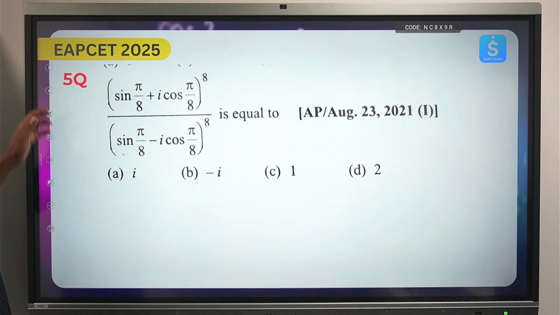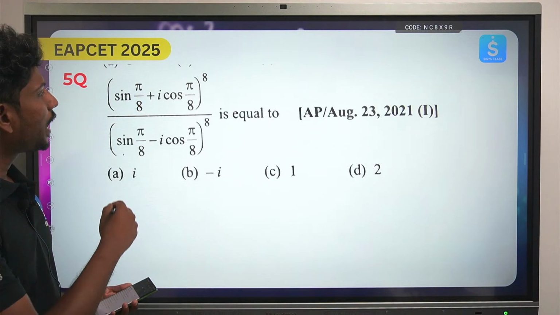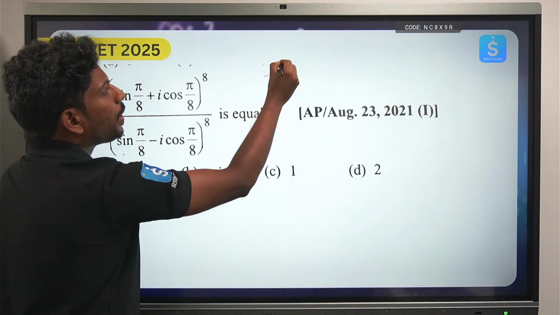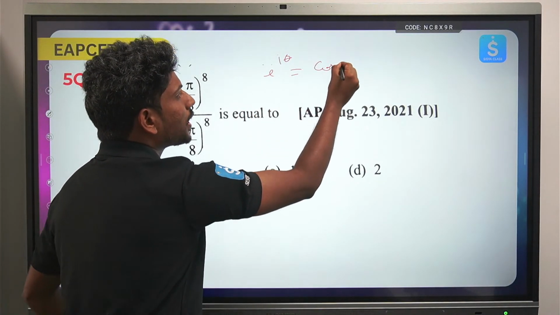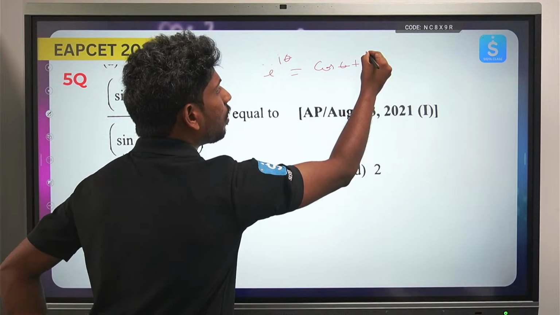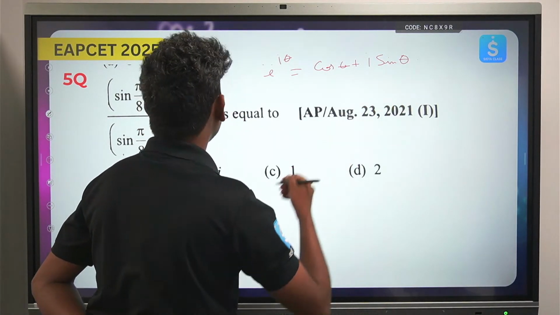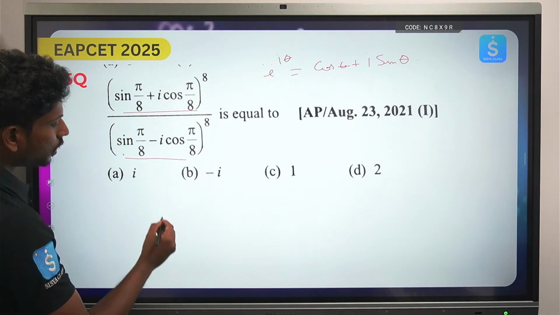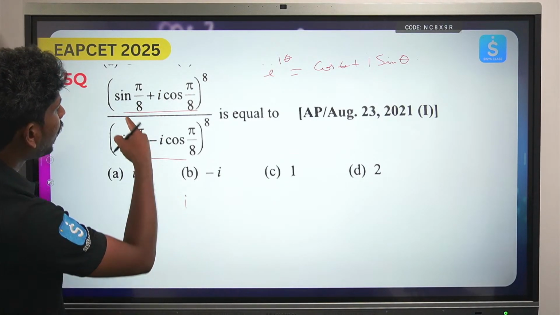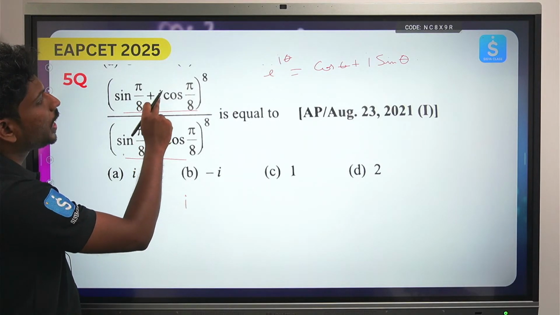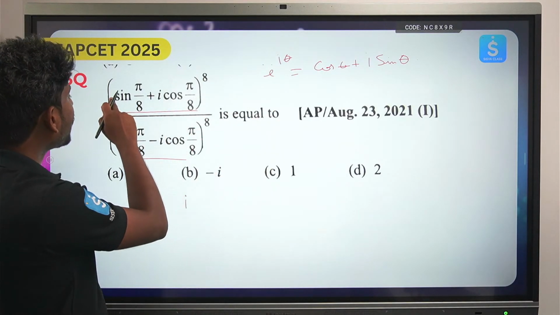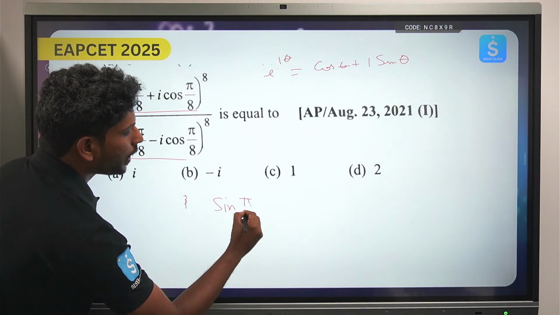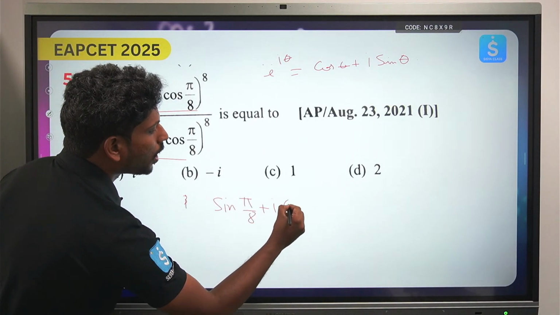Let's go to the next question. See this question: sin pi by 8 plus i cos pi by 8, whole to the power 8. Here we have e power i theta is nothing but cos theta plus i sin theta. But here that formula is not in that form. So what do I do? I will multiply by i. If I multiply by i, i into i is minus 1, so I will be getting i sin pi by 8. So here I am trying to write sin pi by 8 plus i cos pi by 8.